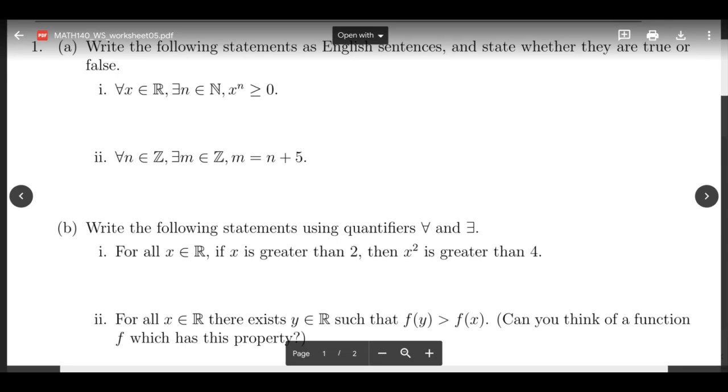Okay, B: for all x in the real numbers. Yes, pretty simple, right? All right, anyone has any questions? Okay, let's keep moving.